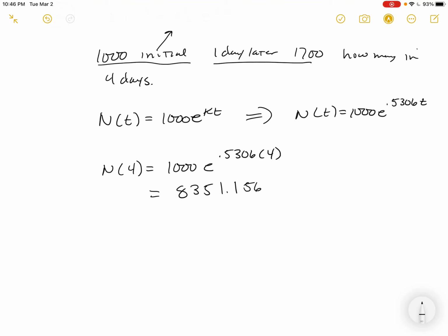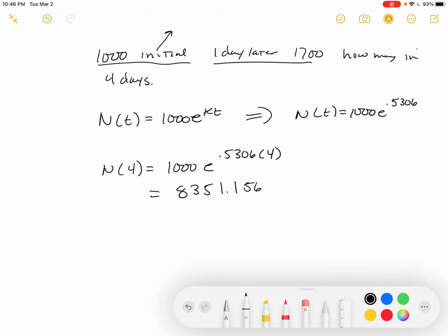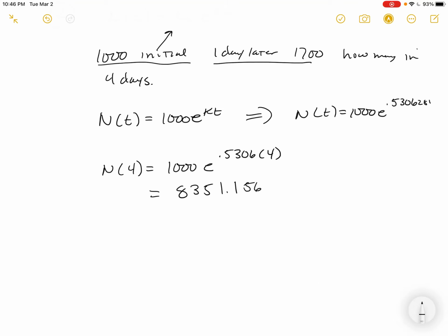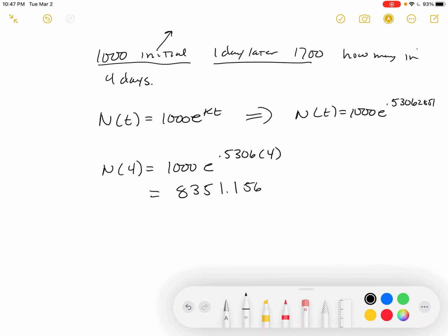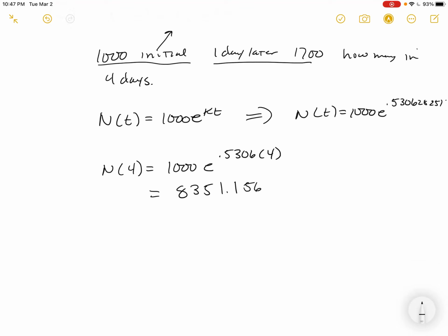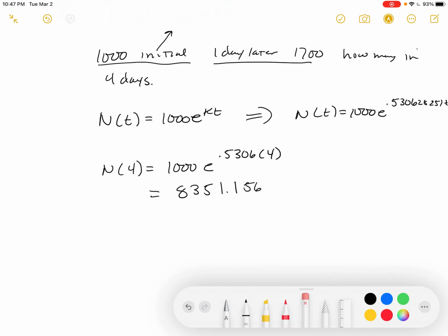And I am getting something slightly different. So let me go back to the ln of 1.7. That was 0.5306. Let me just keep all the numbers because it's making sure to tell me not to round off at all. 0.5306, 2851. Actually, I don't even think that's right. 0.5306, 28251 t. So let me try that.